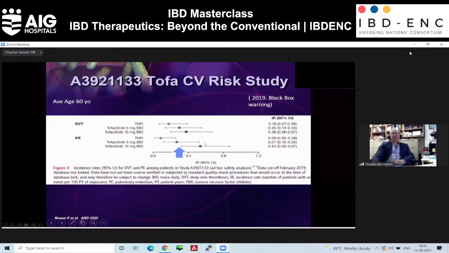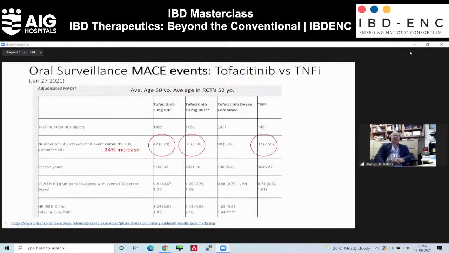The confidence intervals don't overlap here for pulmonary emboli at 10 twice a day. This is major adverse cardiovascular events. What you can see here was that there was a 24% increase in this risk with patients using TOFA compared to an anti-TNF. This isn't TOFA compared to the healthy population. This is the healthy population of IBD, or the untreated population of IBD. This is to the treated population using anti-TNF.